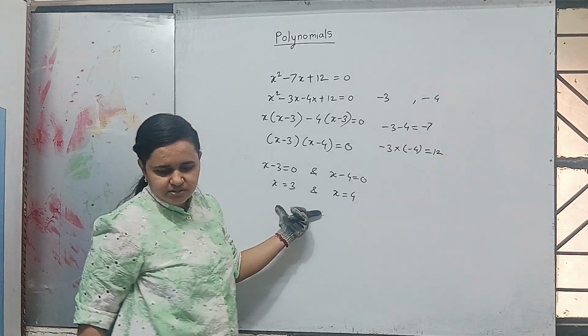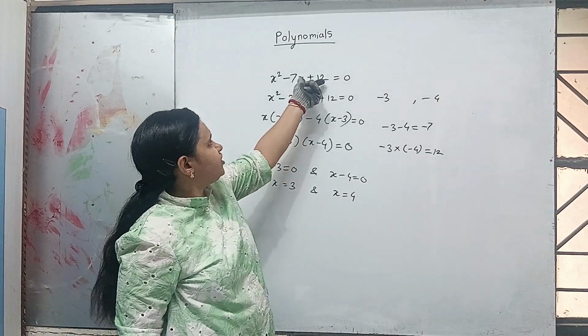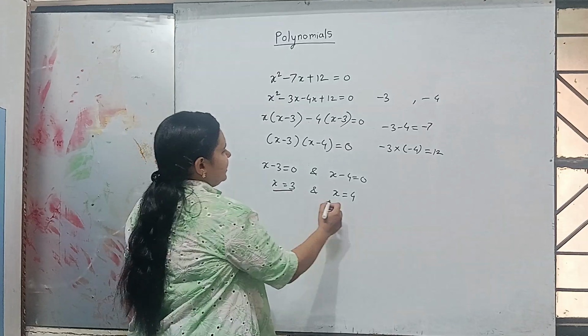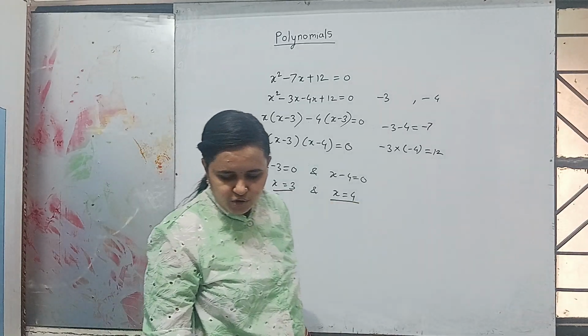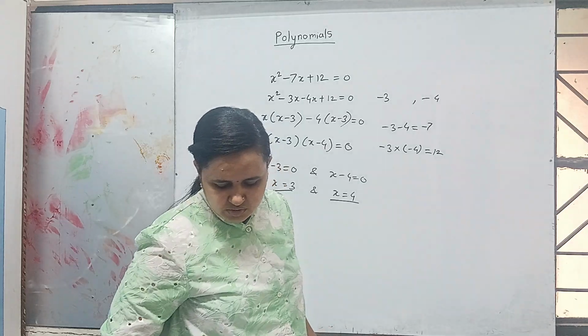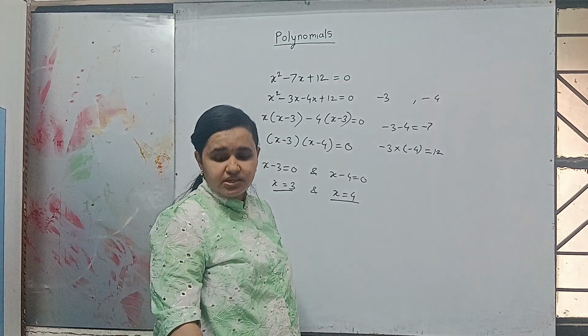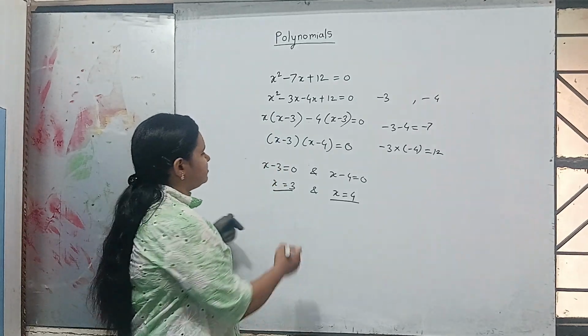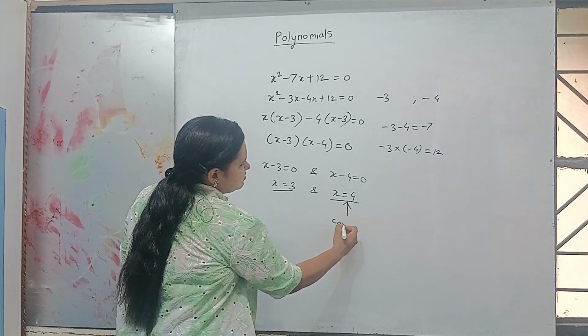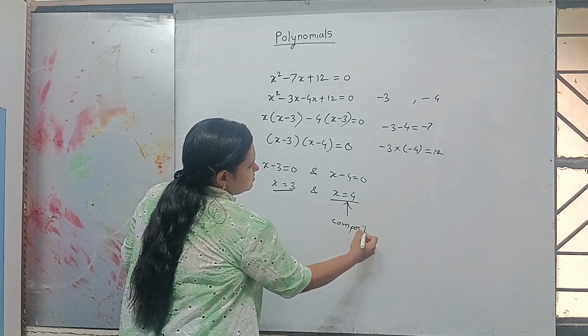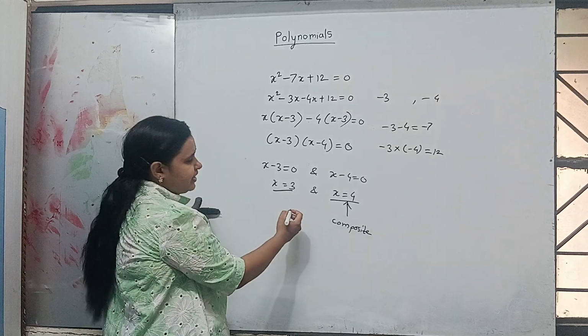So what we have got? Zeros of this polynomial are 3 and 4. So first option is 3 and 4. Now second option is, one is composite and other is prime. See, 4 is composite, 3 is a prime number.